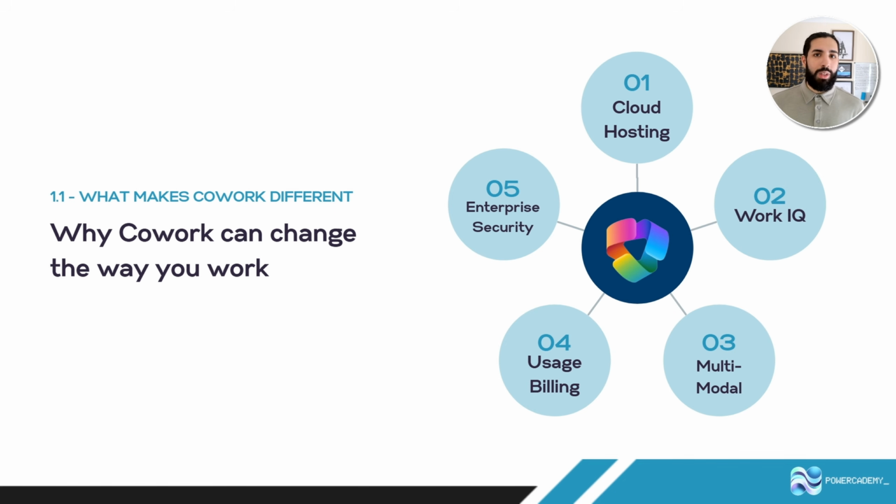Then third, we have a multimodal system, right? So you can use the Anthropic processes as we saw. You can also use GPT now in Frontier, or you can use Auto, where it will basically choose the best model for that particular task.